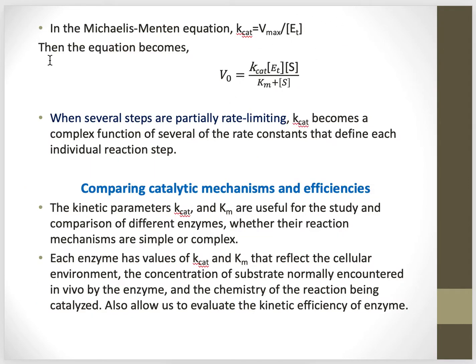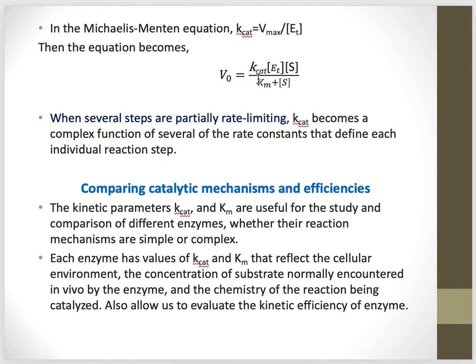In that case, we can rewrite the Michaelis-Menten equation this way: V0 equals kcat Et S divided by Km plus S, because the original Michaelis-Menten equation was V0 equals Vmax S divided by Km plus S. We just substituted the Vmax value here. However, this was when one step is clearly rate limiting.